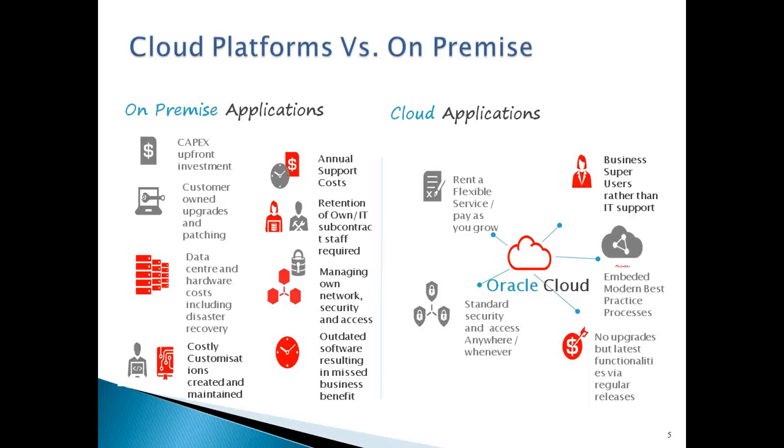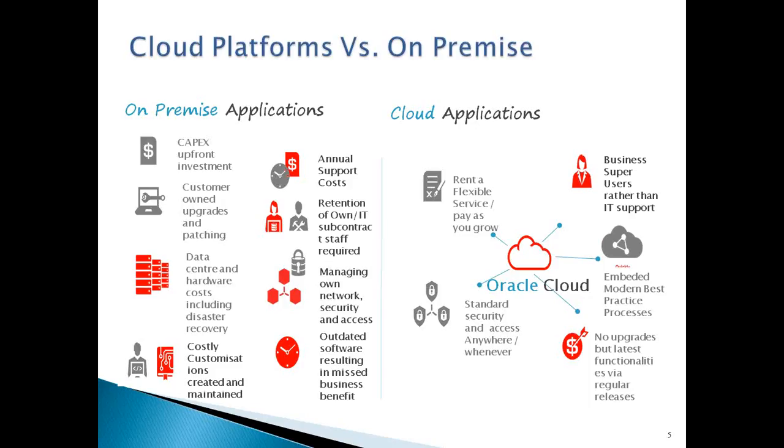So cloud applications, on the other hand, will have a flexible service, pay as you use. So that is subscription based. Here we don't buy any license. Depending on how many users are going to use that particular application, the subscription will be fixed, annual subscription or quarterly subscription. That depends upon the agreement between the customer and the service provider, say Oracle. Okay.